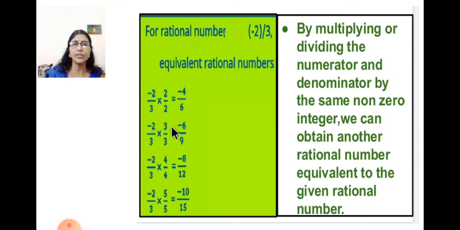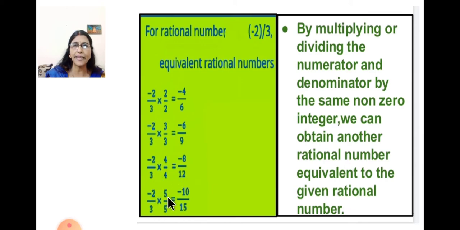In the same way, here both numerator and denominator are multiplied by 3. So minus 2 into 3 is minus 6, 3 into 3 is 9. So this rational number is equal to this rational number. So we can say minus 2 upon 3 is equivalent to minus 6 upon 9. In the same way, when we multiply both numerator and denominator by 4, we will get minus 8 upon 12, which is again equivalent to minus 2 upon 3.